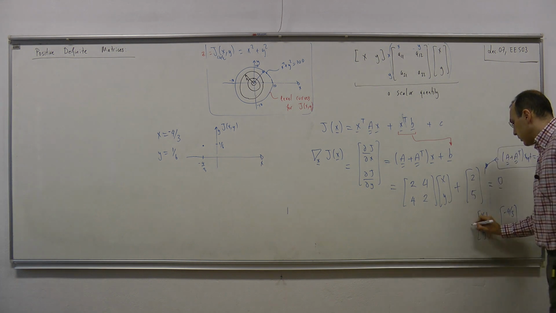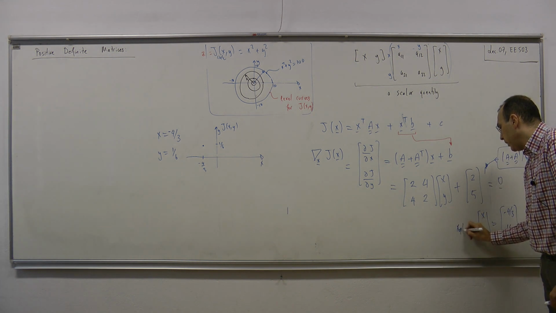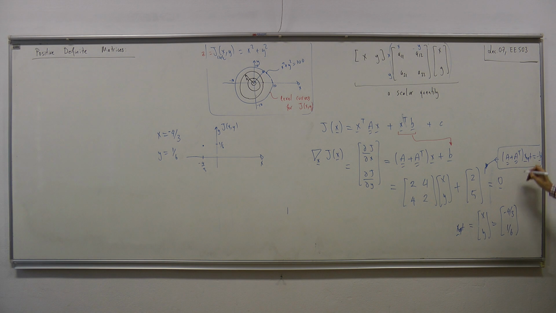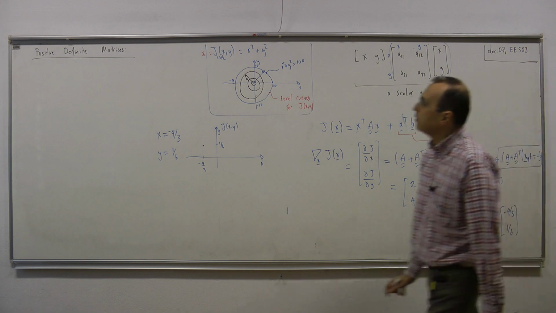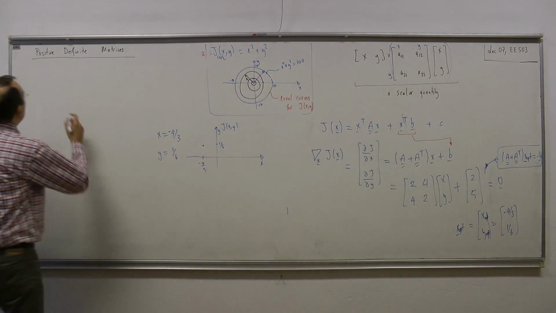So let me call this XOPT vector, compatible with this. These are the coordinates of this XOPT. Without the bar, they are scalar. With bar, it's a vector. So I will do a similar thing.